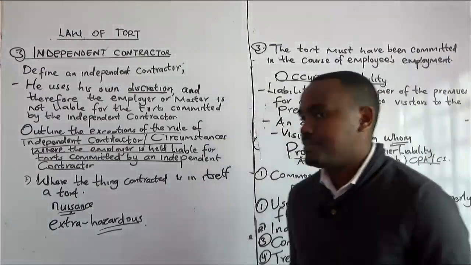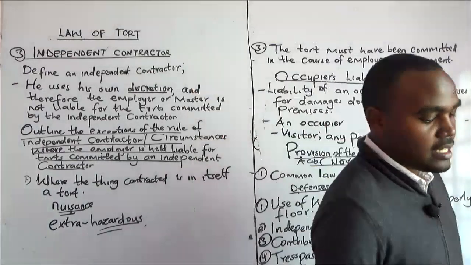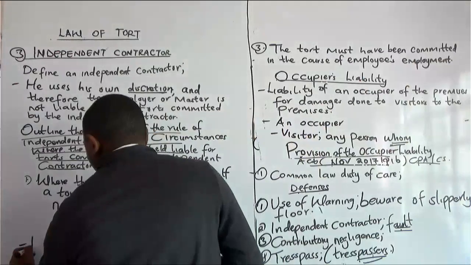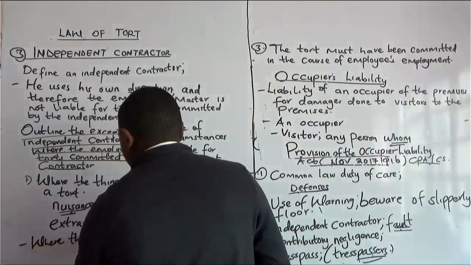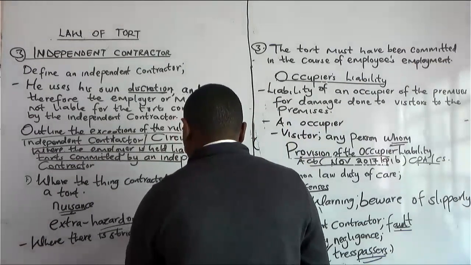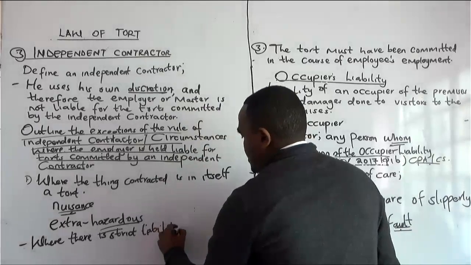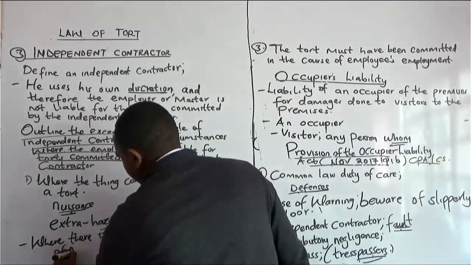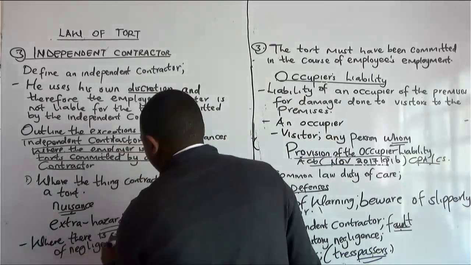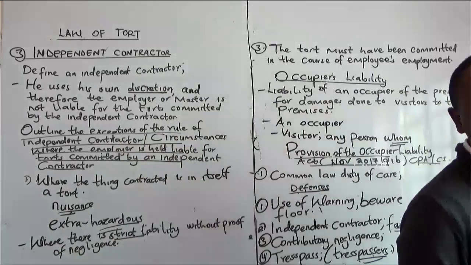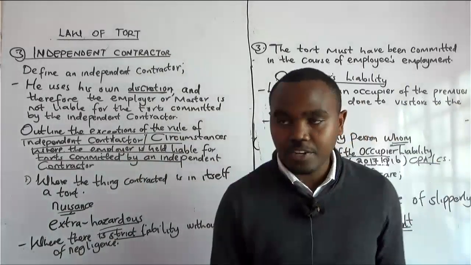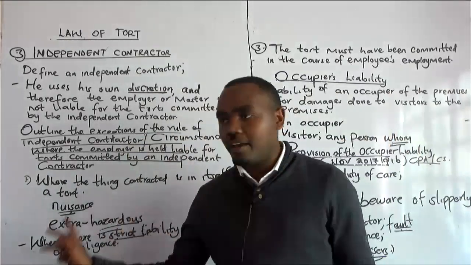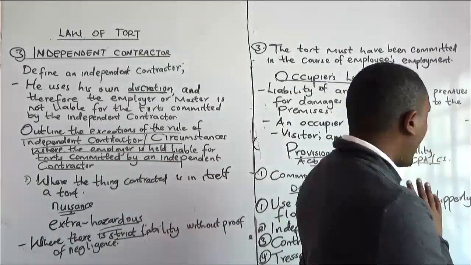And then the last one, where there is strict liability without proof of negligence. We will be discussing strict liability, very common in your papers. The strict liability gives us a new case that is now common and that you need to know, the Rylands versus Fletcher case. So those are the main liabilities under the tort.